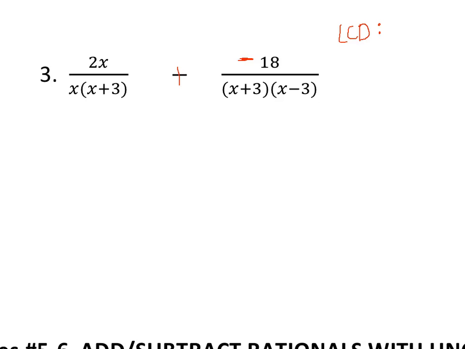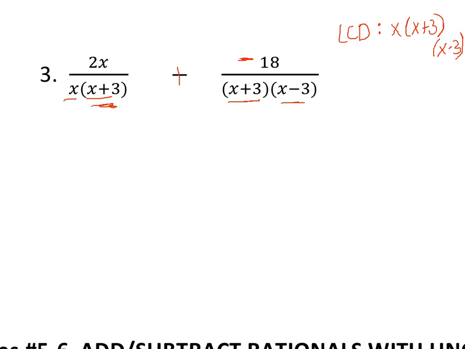Well, if you look at our denominator, we have an x, so let's write down x. We have an x plus 3, let's write down x plus 3. When I come over here, I have an x plus 3 also, but that's been taken into consideration over here, so I don't have to write it down again. And then over here, I'm going to have an x minus 3, so I'm kind of running out of room, so I'm going to put it over here. And now I'm ready to go.